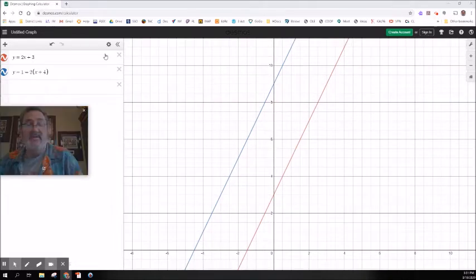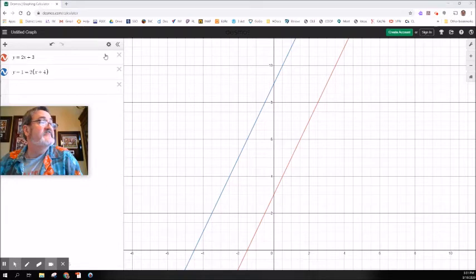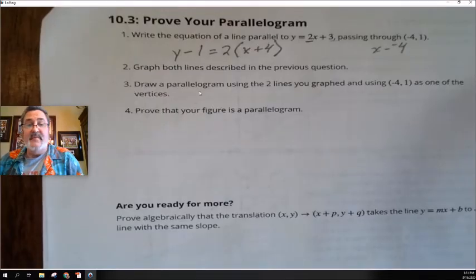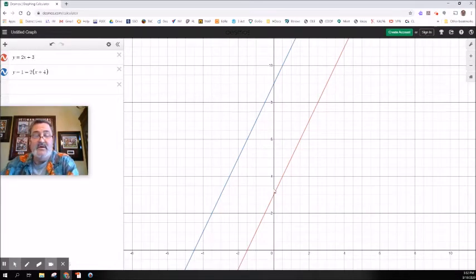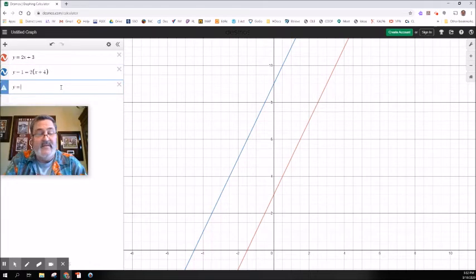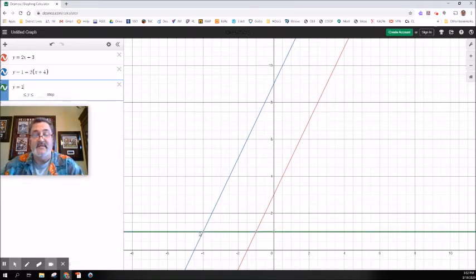Well, let's go back and see what our problem says to do now. Draw a parallelogram using the two lines you graphed and negative 4, 1 as one of the vertices. Negative 4, 1. Okay, so let's go back and take a look at that then. Negative 4, 1 right there. It wants us to use that as a vertex. So to make a parallelogram, I'm going to put a line there, at negative 4, 1.